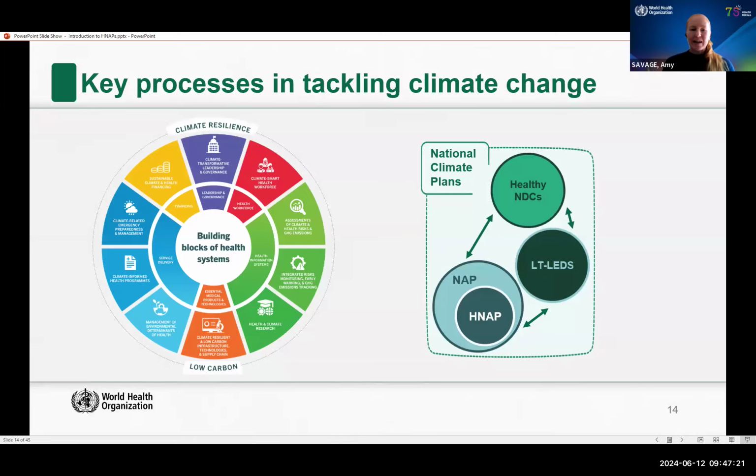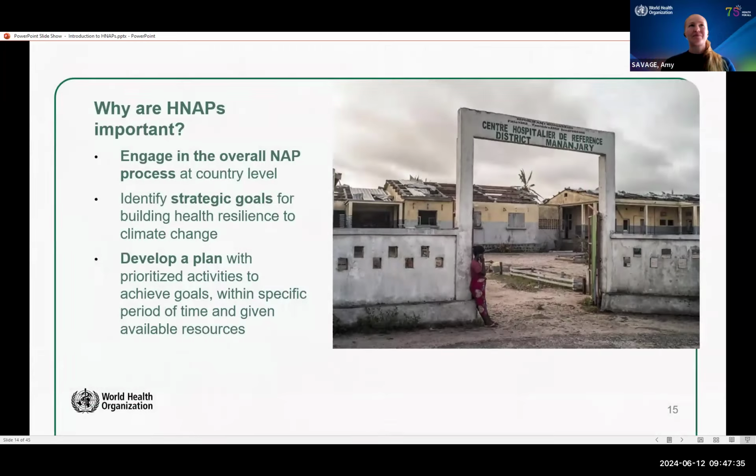And if we look at all the 10 components of the operational framework, and implement actions under those 10 components, we have a really good chance of having a climate resilient health system. So why develop a HNAP? Why are they important? Well, firstly, to ensure that the health sector is engaged in the overall NAP process, so that health is considered in national climate change planning processes. We also want to identify strategic goals for health resilience, and then the HNAP is really a guiding plan for the health sector and can be used for other health determining sectors to ensure that we do adapt the health sector to the risks of climate change.